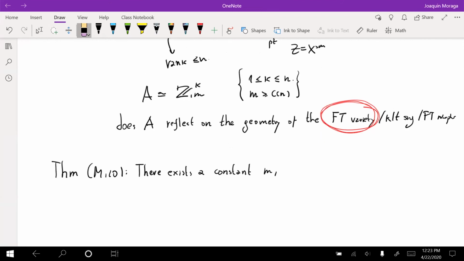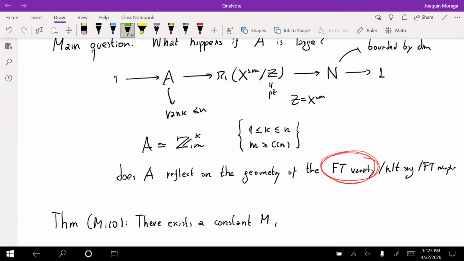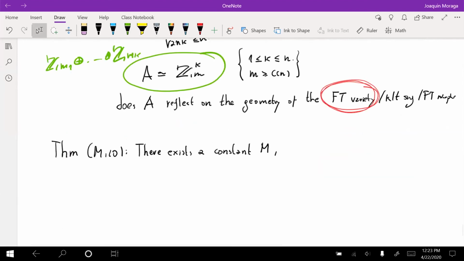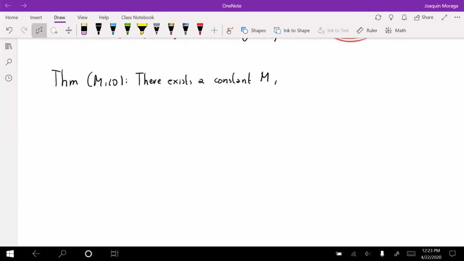Well, here maybe I'm being a bit naive, right? I'm writing A as Z_m to the K. You could argue that actually one should write something like this, with all the m_i being large enough, but for simplicity, let's just stick to Z_m to the K. It already makes the picture interesting, and going to the general case is not far from there. So there exists a constant M satisfying the following.